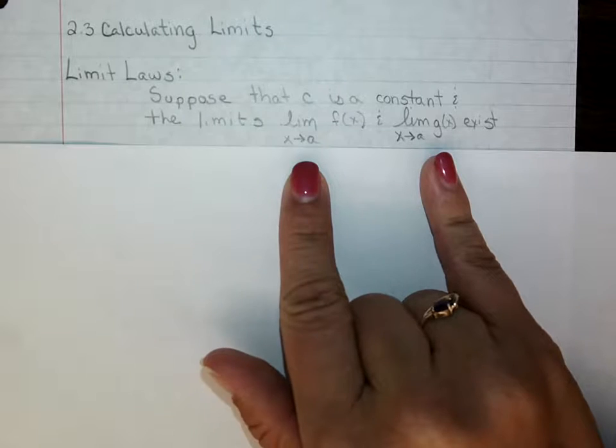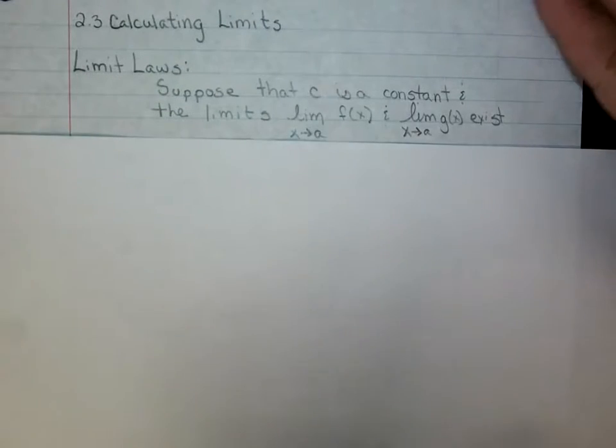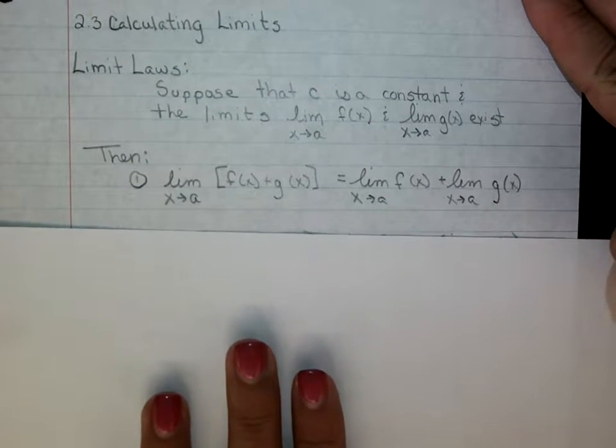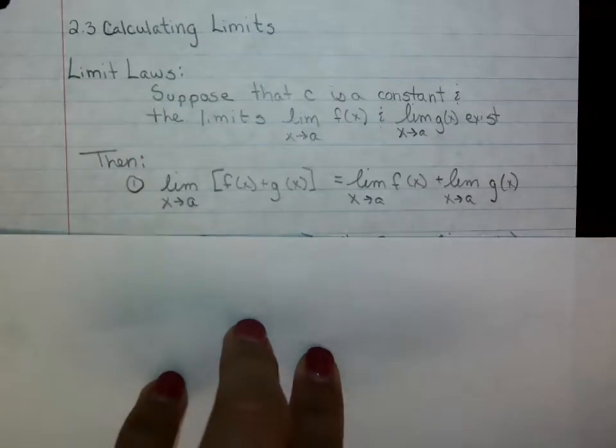All right, today we're going to look at calculating limits using the limit laws. So our limit laws say, suppose that c is a constant and the limit as x approaches a of f of x and the limit as x approaches a of g of x exist. So in order to use these limit laws, these two limits must exist. Okay, and I'm going to quickly go through our 11 limit laws.